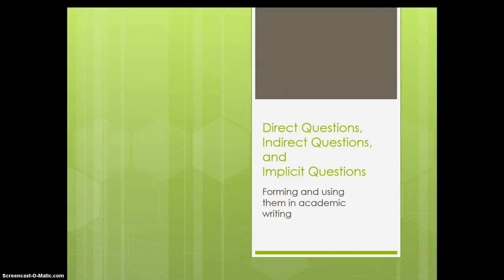This is part one of a 3-video series about direct questions, indirect questions, and implicit questions, and specifically forming and using them in academic writing. This first video is on direct questions. It is intended as a review for things you've probably already learned about how to make direct questions in English, before videos 2 and 3 move on to indirect and implicit questions, which might be a bit more common in some kinds of academic writing.